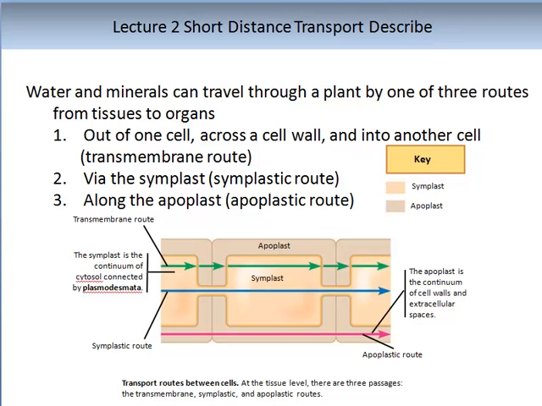This slide here illustrates and summarizes the previous slides' processes of water movement. So there are three processes. One is movement out of one cell across a cell wall and into another cell, and this is called the transmembrane route. The second route is the symplast route and is shown here in blue on the image. And the third route, which is shown in pink on the slide, is the apoplast route, and this is essentially the non-living route that water can travel through.